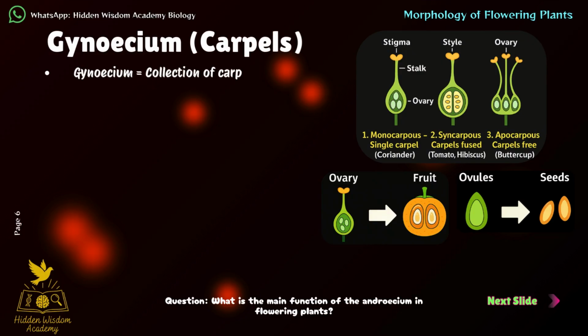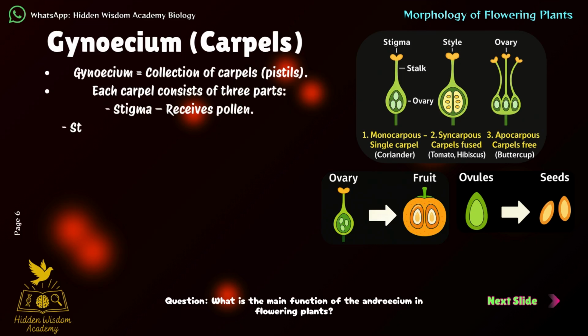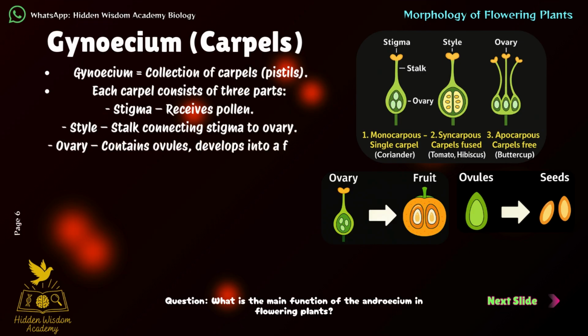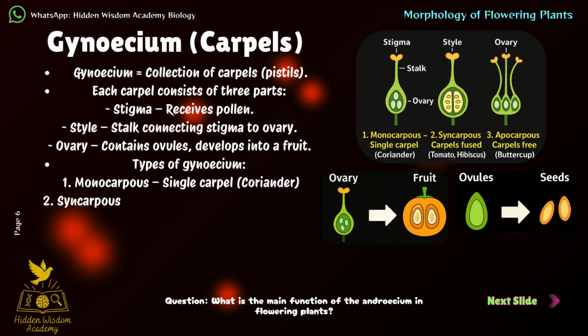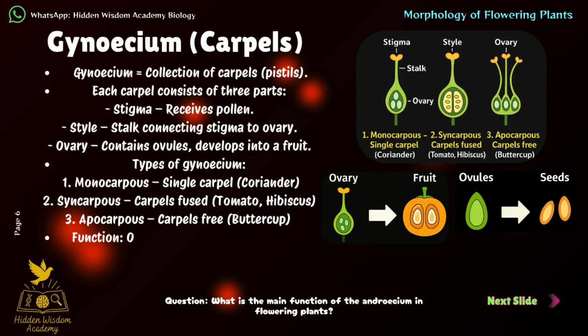Let's talk about Gynoecium. The Gynoecium is the female part of a flower, made of carpels. Each carpel has a stigma that receives pollen, a style that connects the stigma to the ovary, and an ovary that contains ovules and later becomes the fruit. Gynoecium can be monocarpous, one carpel, example, coriander; syncarpous, fused carpels, example, tomato, hibiscus; or apocarpous, free carpels, example, buttercup. Its main function is reproduction, forming fruits and seeds.